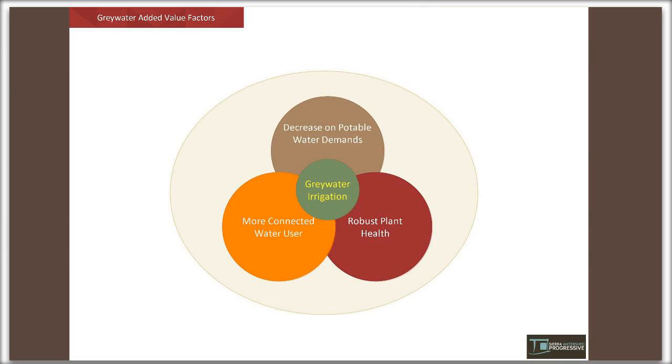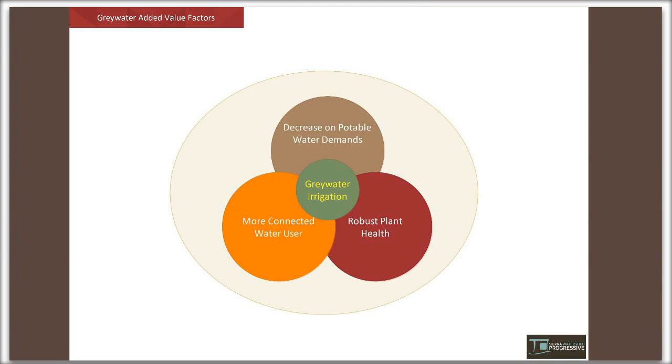Some other reasons graywater is so fantastic for irrigation. Of course, it creates a more connected water user. People tend to really care about what they input into their water and how much water they use. It does decrease potable water demands, of course. And then we create robust plant health, which is really what we're here to talk about today.